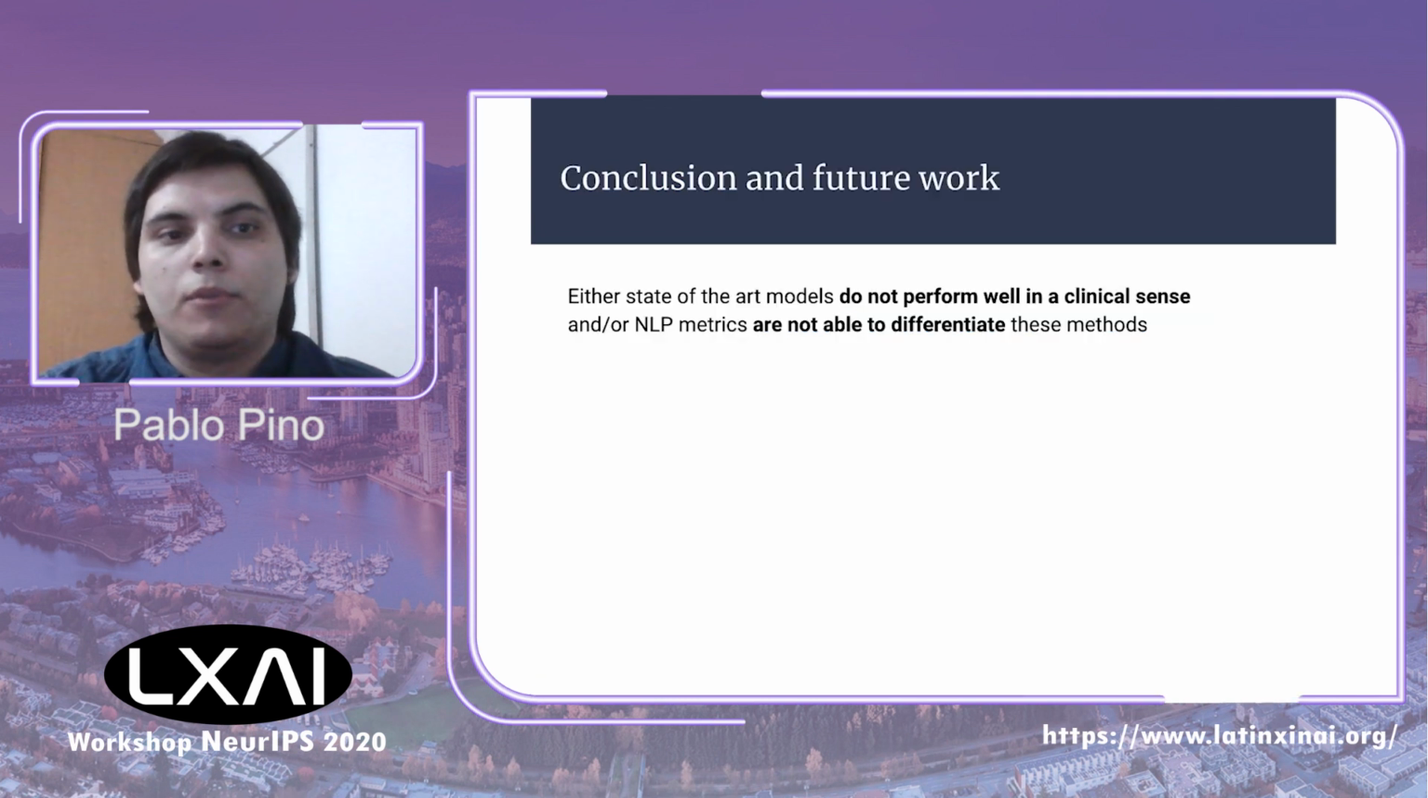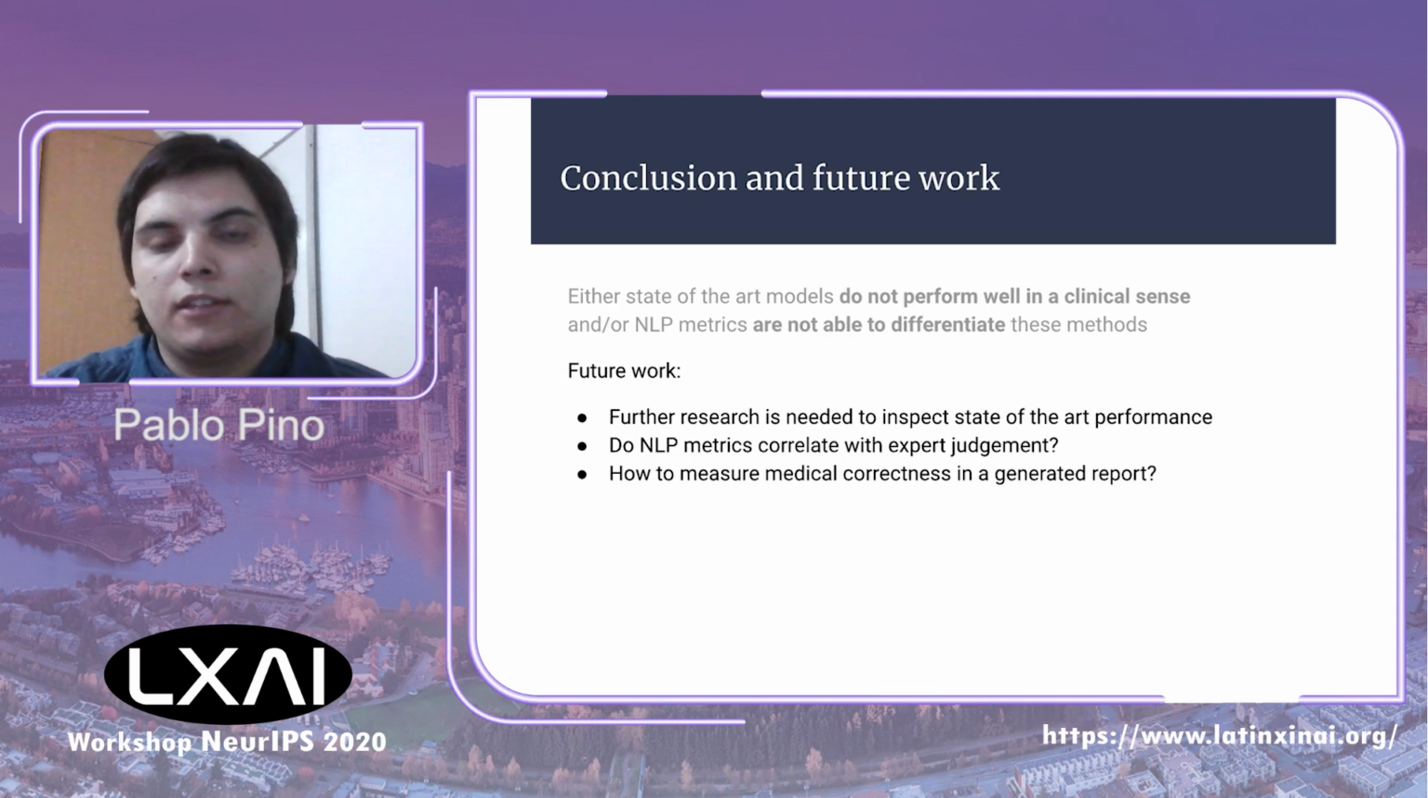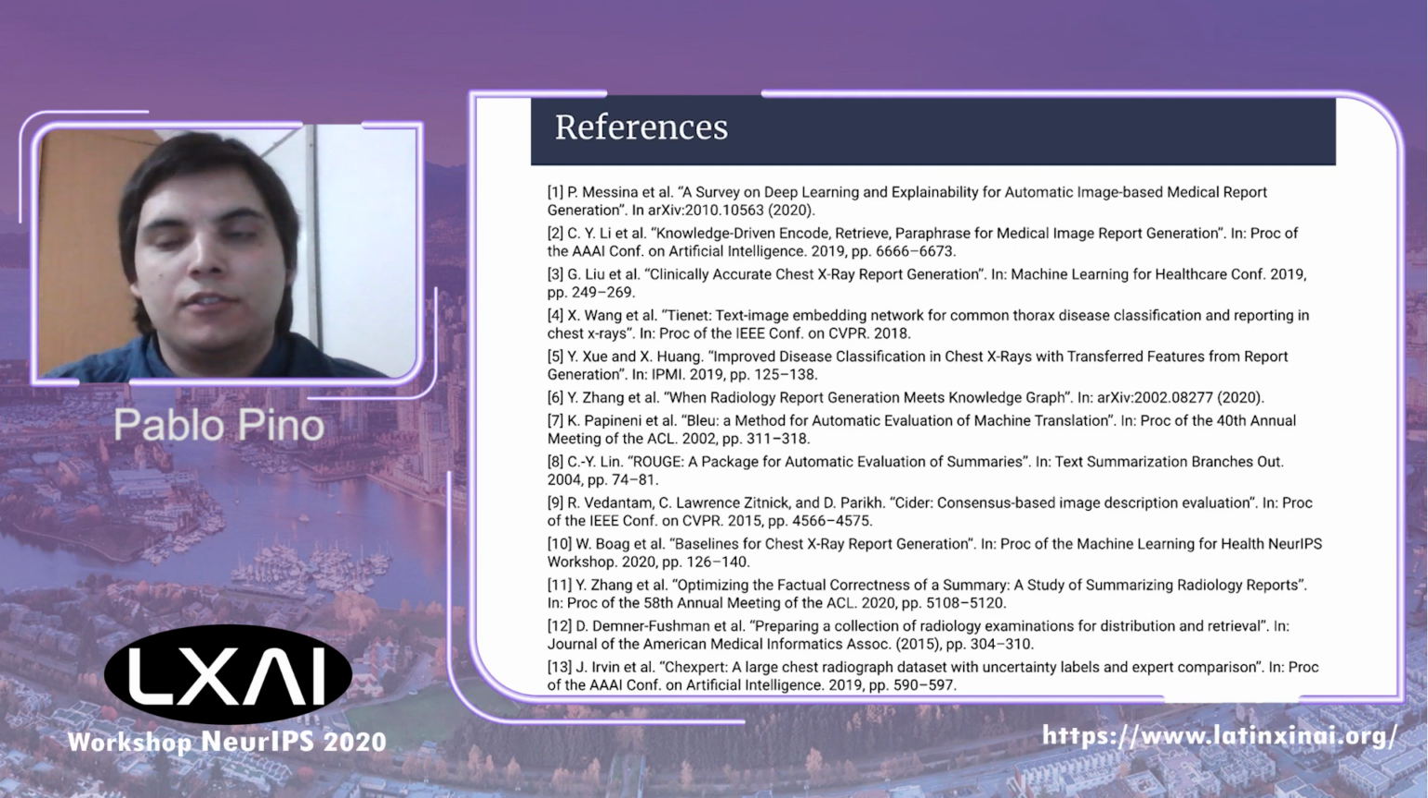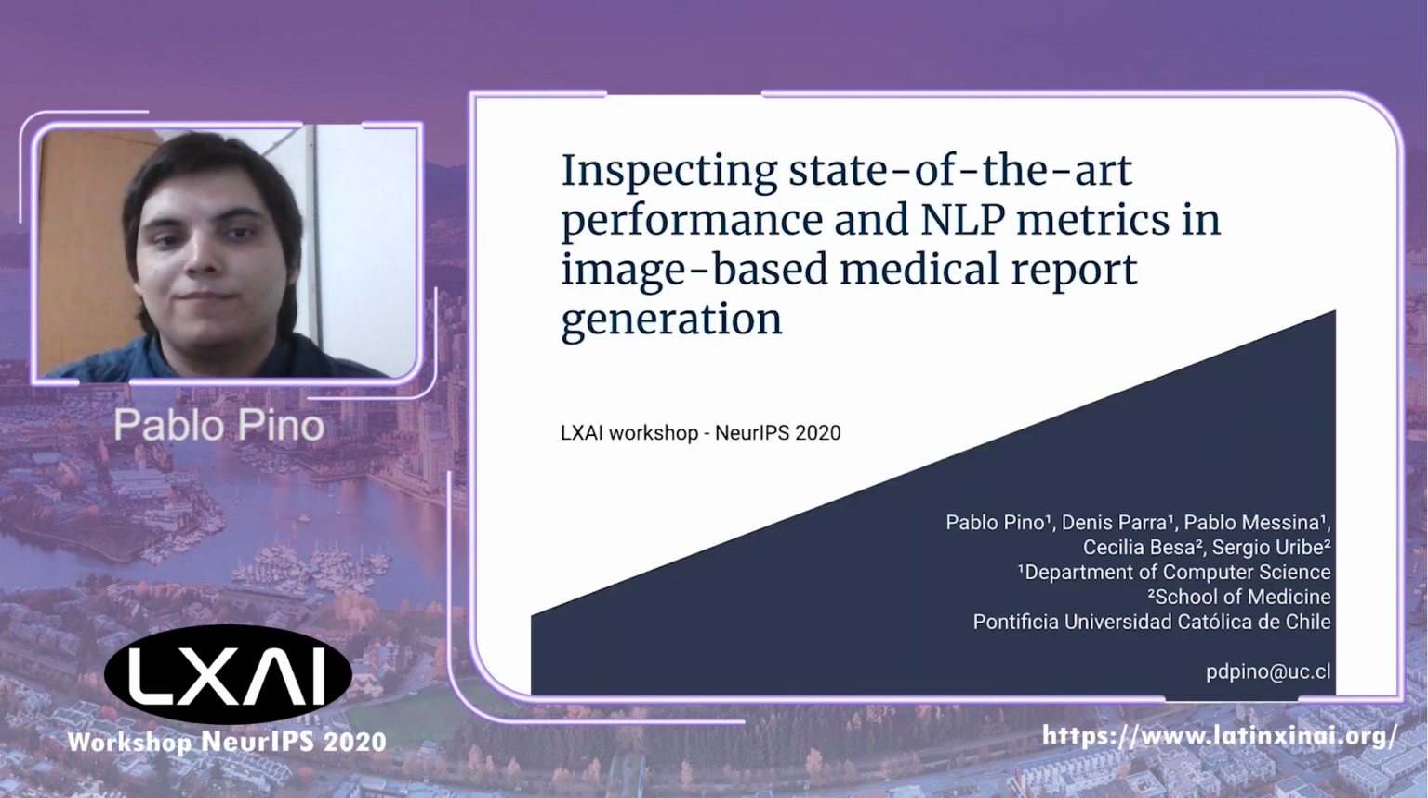So, to sum up, we think that either state-of-the-art models do not perform very well in a clinical sense, or maybe NLP metrics are not able to differentiate between these methods. So, as future work, we think that further research is needed to inspect the performance of the models, and we think that many research questions should be answered, like, do NLP metrics correlate with expert judgment? And how to measure medical correctness? Are CheXpert metrics enough to do this? Here are the references of our work. Thank you.